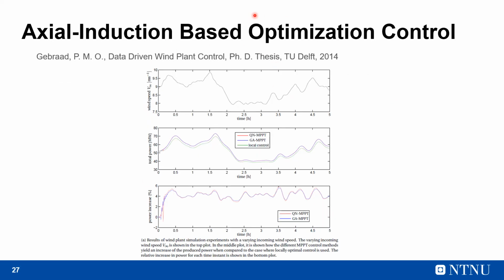He also presents results for variable wind speeds. The first graph shows the incoming wind speed. The second plot shows the comparison between the local based controller power production and the MPPT based control power production. And the third graph shows the percentage increase, say a 4% increase in power.